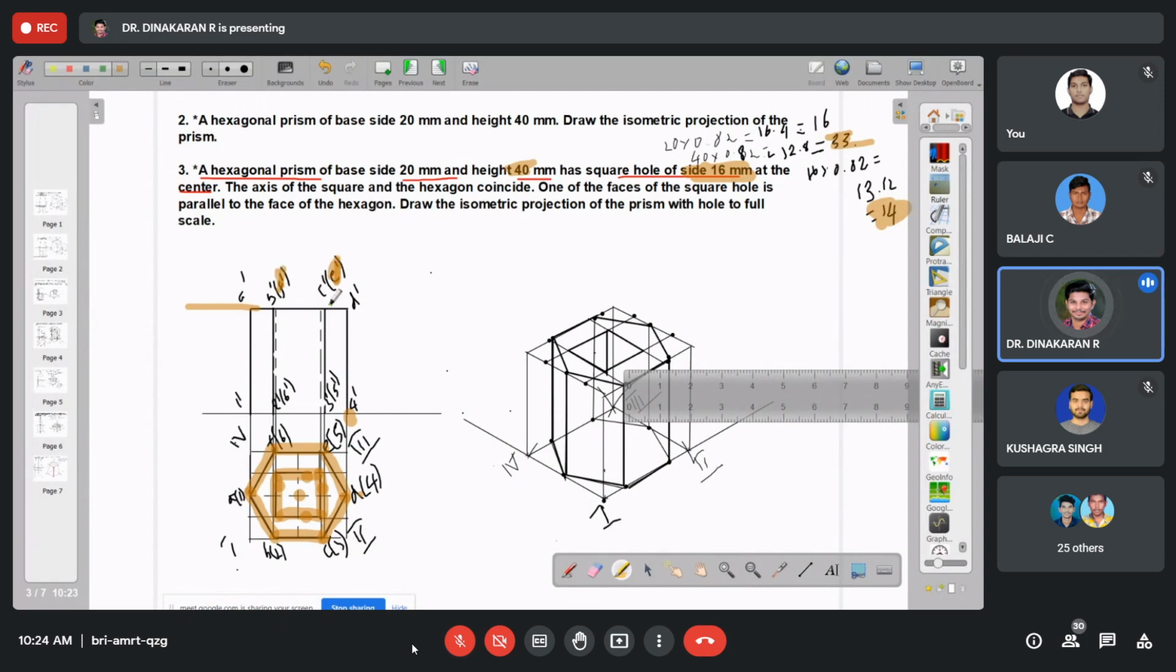F and E are the invisible points; the remaining ones were actually visible. So after that, make a box. Make a box of that. After making a box, you know what the procedure is? You need to go for isometric projection.